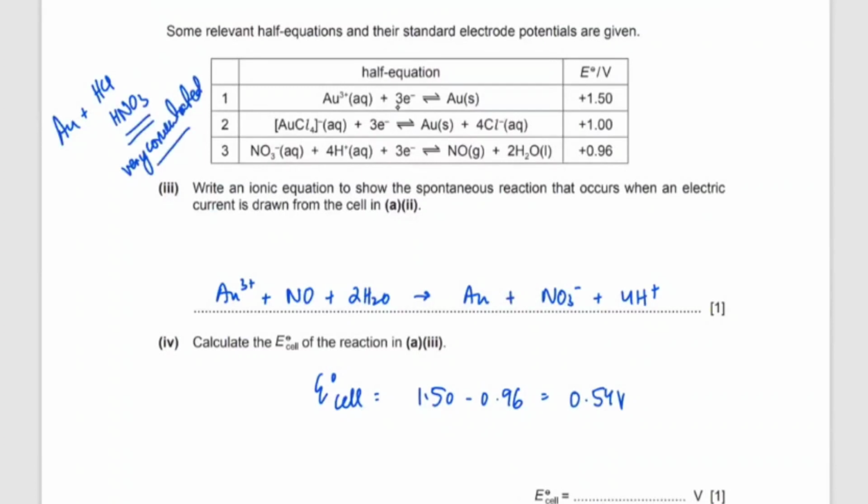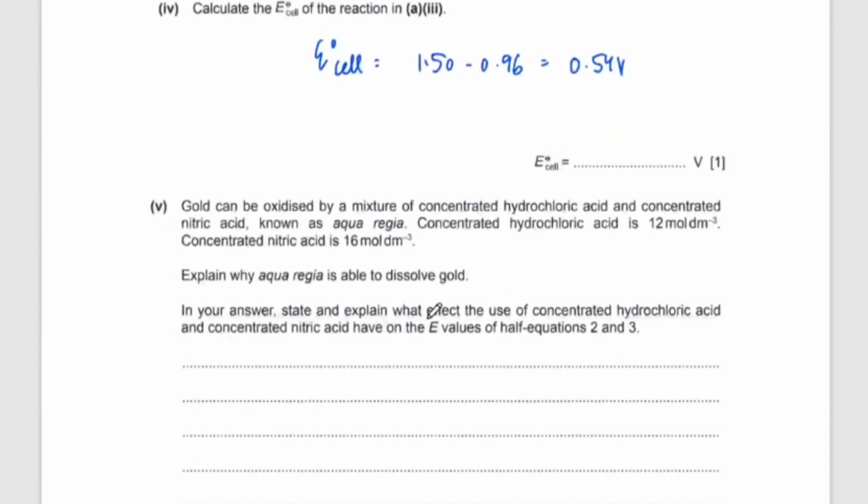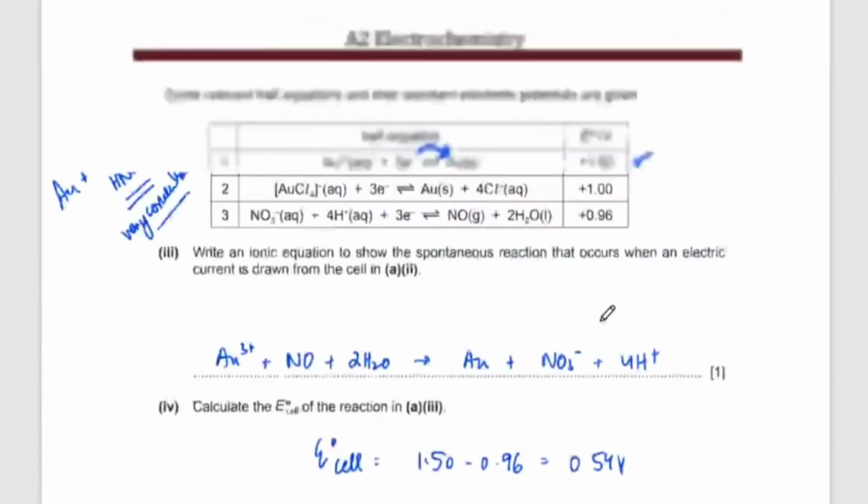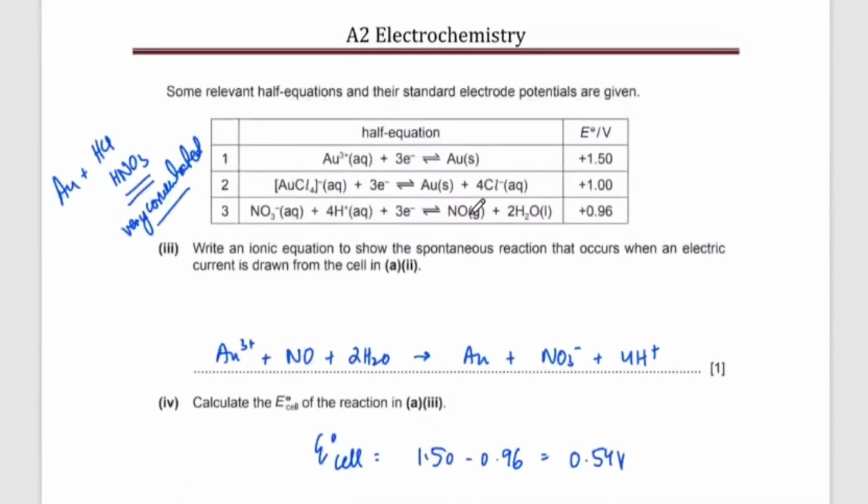So why does gold dissolve? They were very specific about the equations that you were going to discuss. He's saying in your answer, explain what effect the use of concentrated hydrochloric acid and nitric acid have on E values of equations 2 and 3. So you're basically focusing on equations number 2 and 3. Equation 3 has nitric acid. The first one has hydrochloric acid, which provides the Cl ions. So we're looking at equations number 2 and 3.